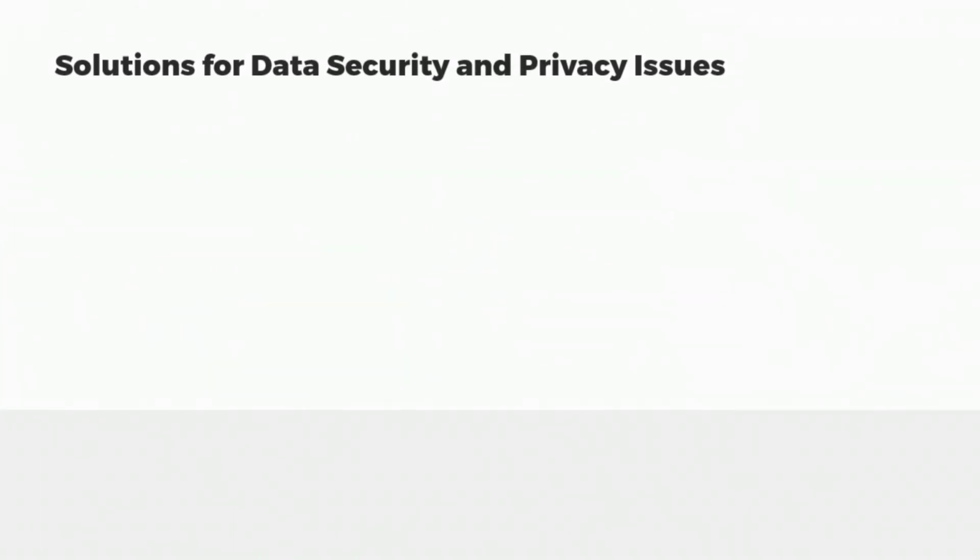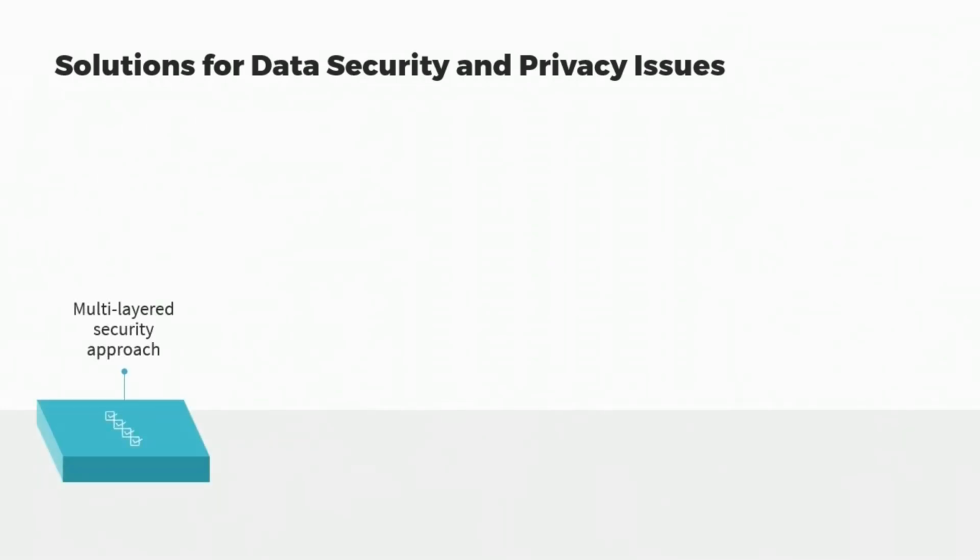Now, to address data security and privacy issues in AI, organizations should adopt a multi layered approach that includes technical controls, policies, and compliance measures. A multi layered security approach combines various security controls like firewalls, intrusion detection systems, encryption, and access controls, all of which can be used to protect data assets from unauthorized access, disclosure, or modification. And firewalls act as barriers between internal networks and external threats, monitoring and filtering network traffic to prevent unauthorized access and protect against cyber attacks.